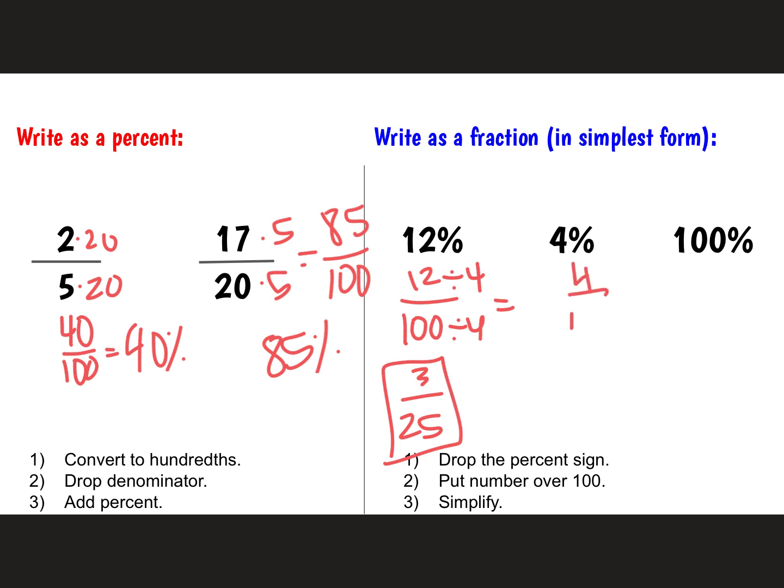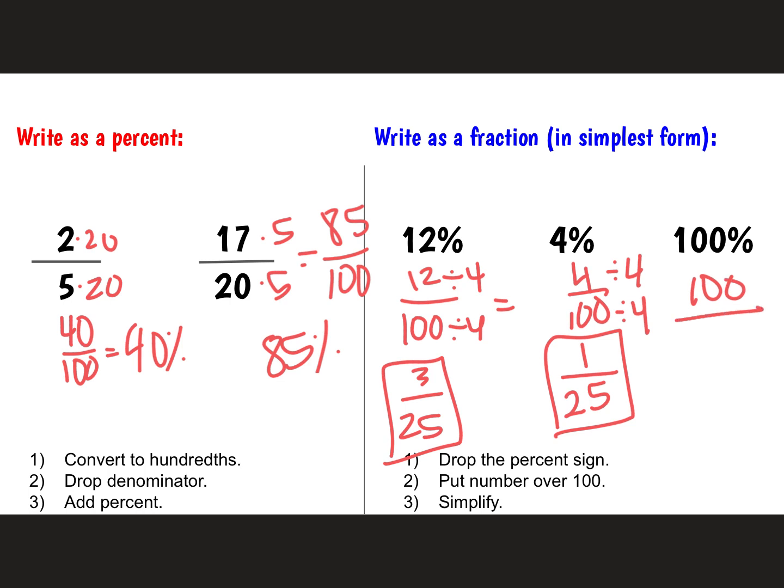Next one, 4%. Again, put the percent over 100, and then simplify. I'm going to divide them both by 4. 4 divided by 4 is 1. 100 divided by 4 is 25. And the last one, 100%. Percent always goes over 100. I didn't leave myself enough room, divide both of these by 100, which would be 1 for our final answer.